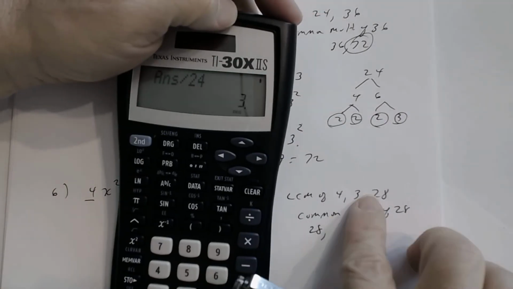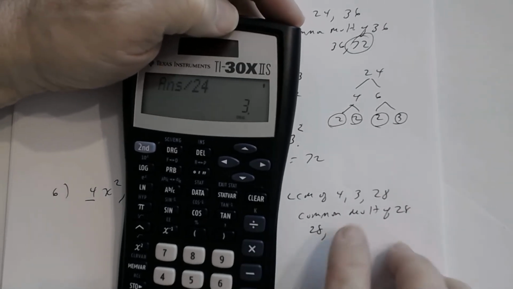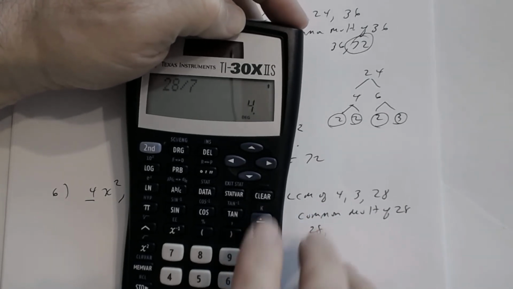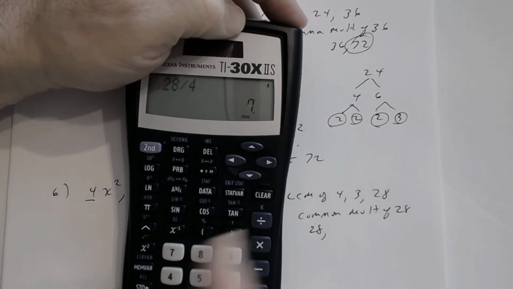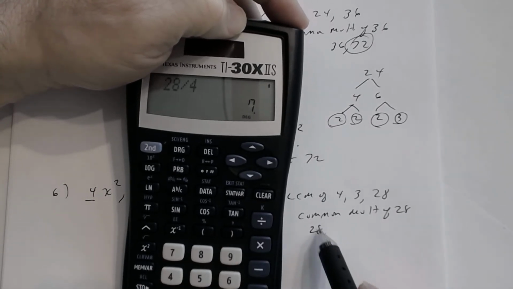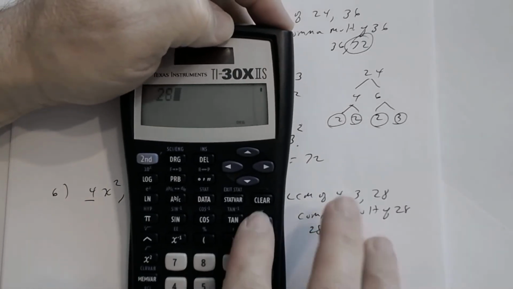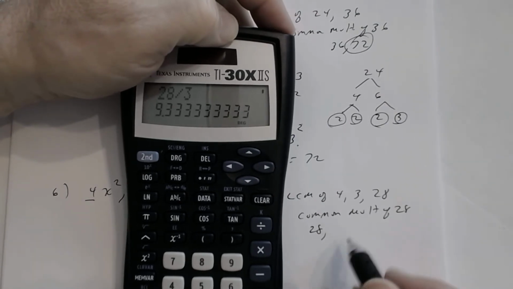So remember, all 3 have to go into this. So we know 28 goes into it because that's a multiple of 28. But let's check the others. 28 divided by 4 is 7, which you knew right away, right? Because 4 times 7 is 28. But does 3 go into 28? 28 divided by 3 is a decimal, so no. So we got to keep on going.